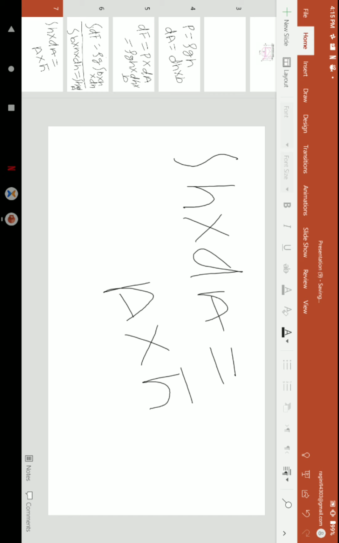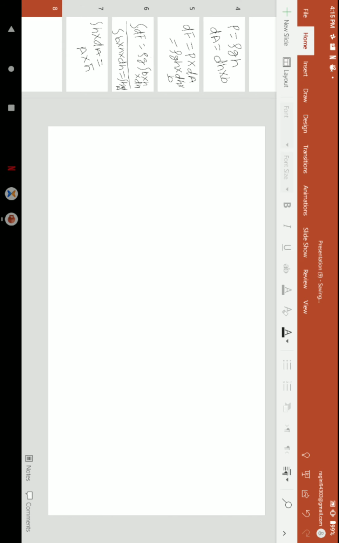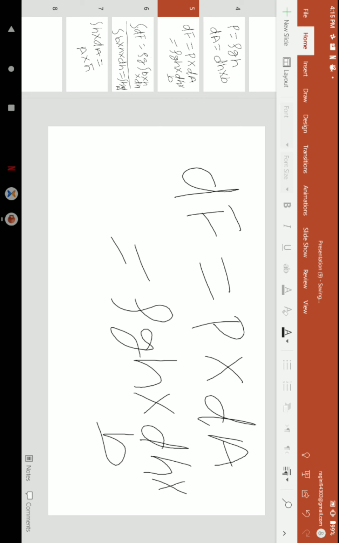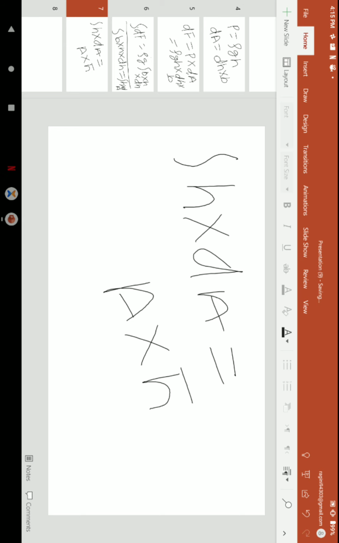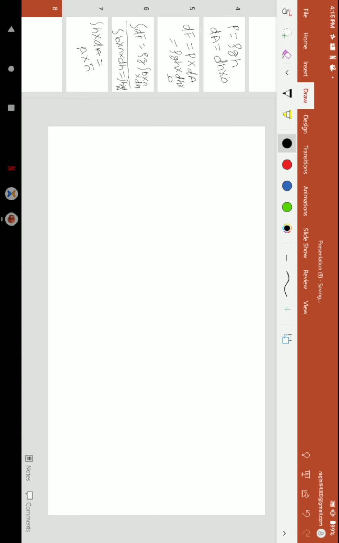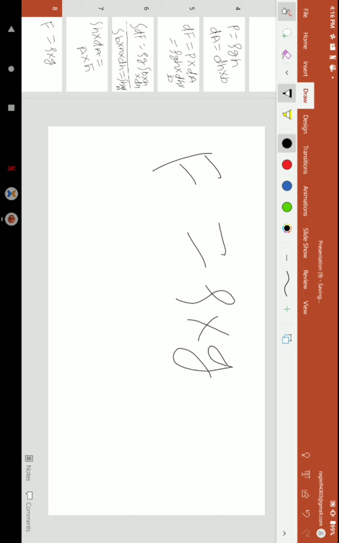So see here, dF equals the integration of b into h into dh. If we integrate this, then what we are going to get is A into h bar. Now F is equal to, we can write rho g, that is constant, in place of rho g, and the integration of b into h into dh, we got A into h bar.